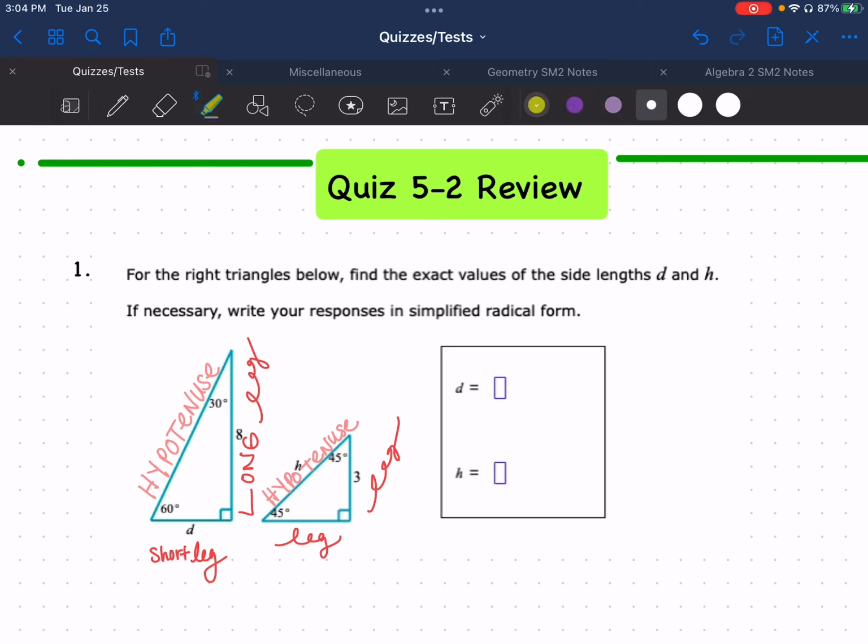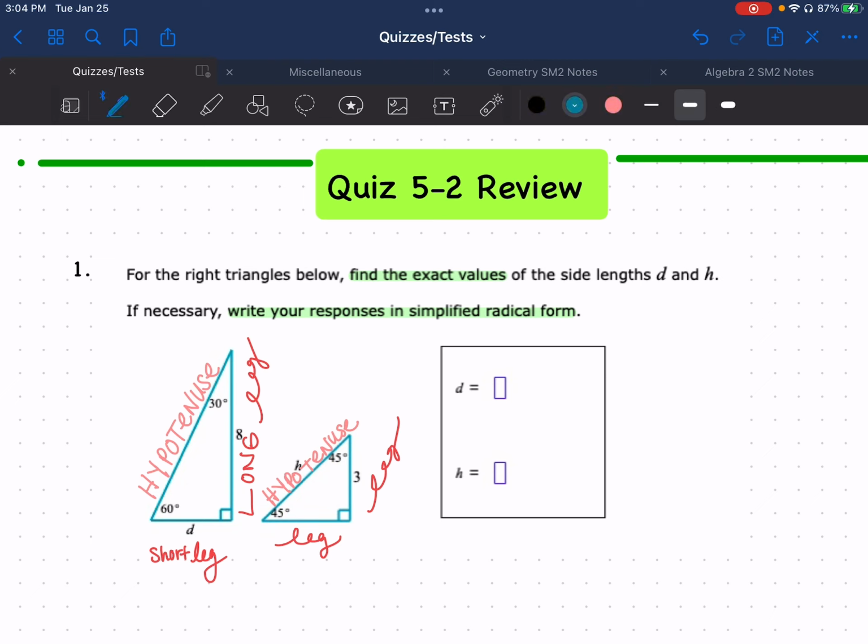Basically, remember that you are going to find the exact values, and that you are going to write your responses in simplified radical form. That means you have to leave the square roots.